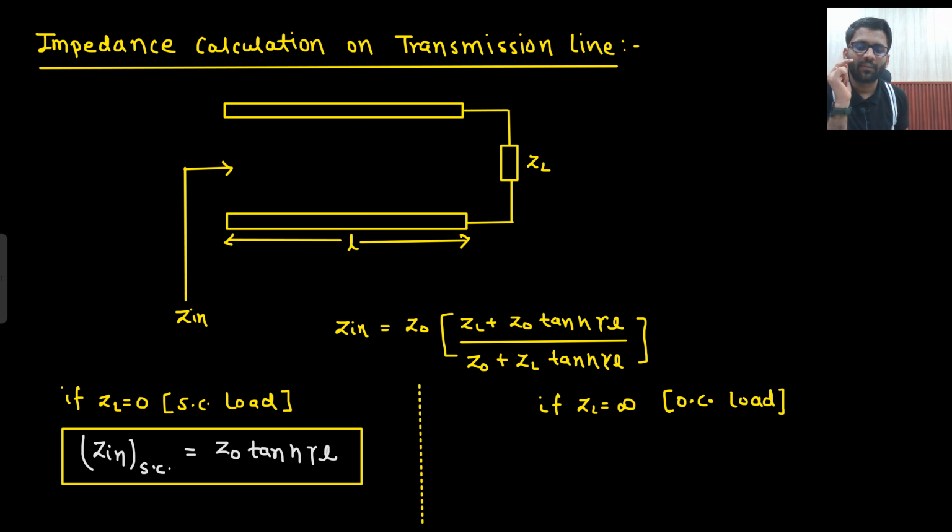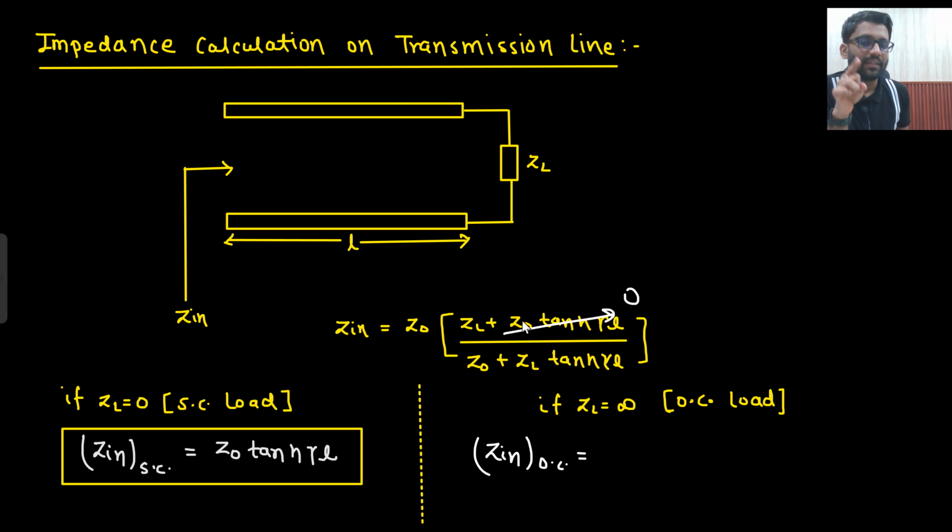Same goes for open circuit. What will be the answer for Zin when your load is open circuited? If the load is open circuited, that means ZL is infinity. So this term is much larger than the other, and I can ignore the smaller term. It goes to 0 because ZL is very large.